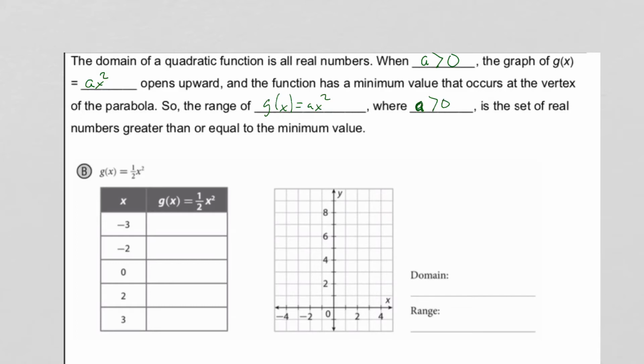That's supposed to be an a. Is a set of real numbers greater than or equal to the minimum value. Basically, from the vertex up. And conversely, if it's going the other direction. So let's take a look at this function.